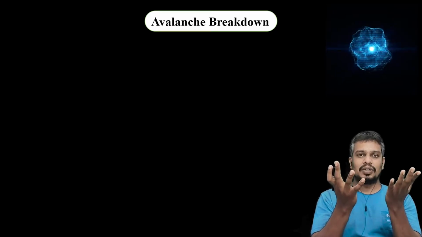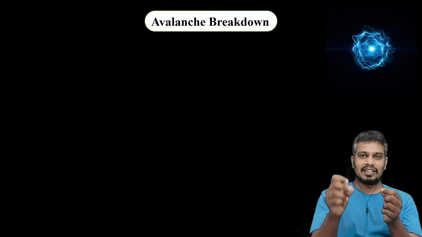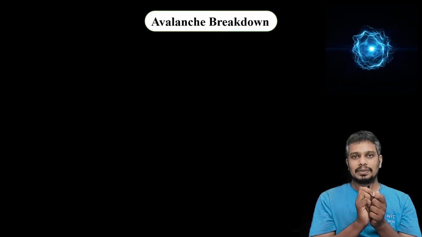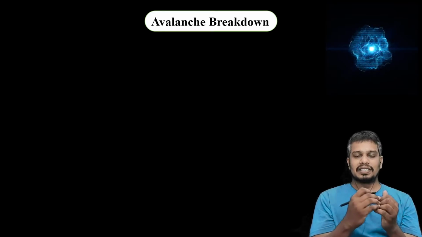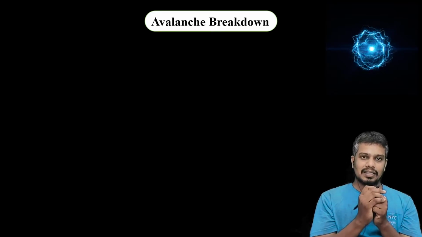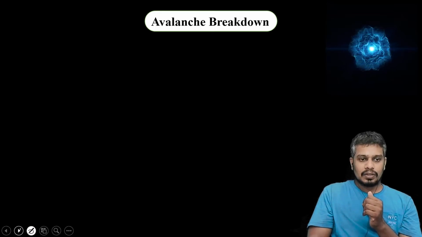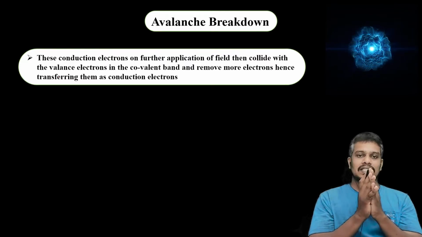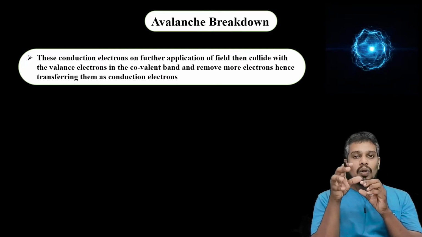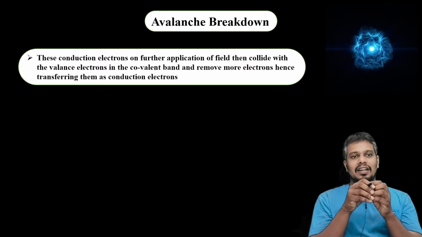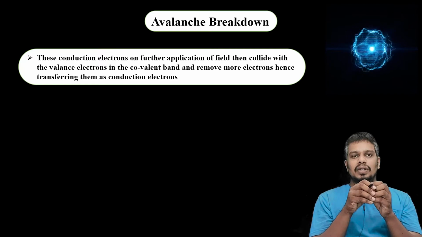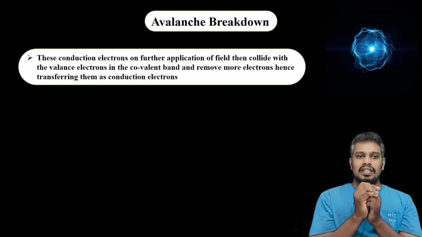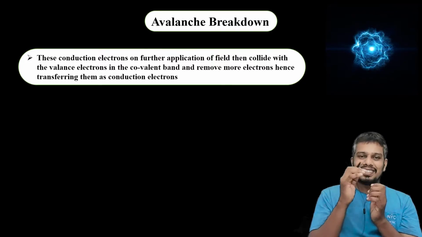Large number of electrons: due to one electron hitting, then another electron hitting, it goes to the conduction band, then that conduction electron hits one more electron in the valence band. By that process, there is a large number of electrons in the conduction band. It is called avalanche breakdown. So here is the short definition for the avalanche breakdown: the conduction electrons, on further application of the electric field, collide with the valence electrons in the covalent bond. They remove more electrons and transfer them into conduction electrons. This is the avalanche effect.